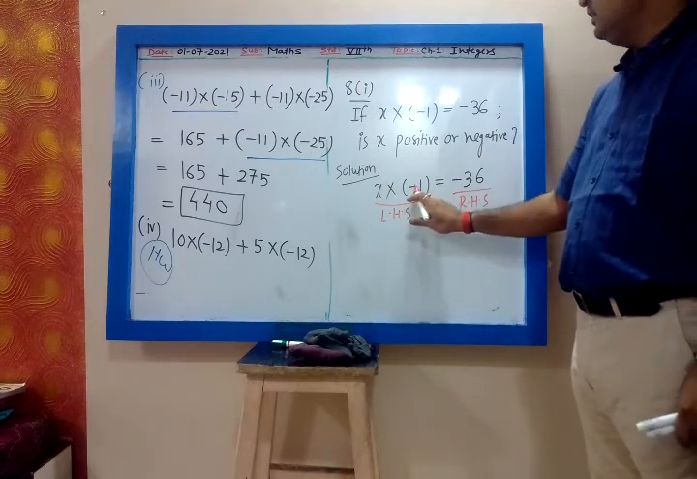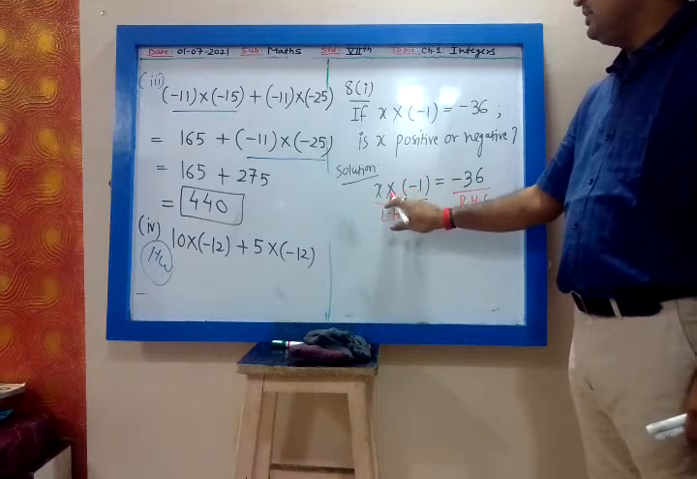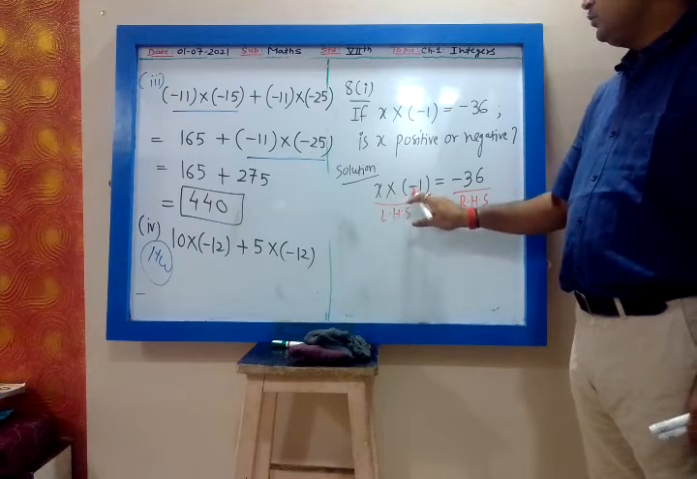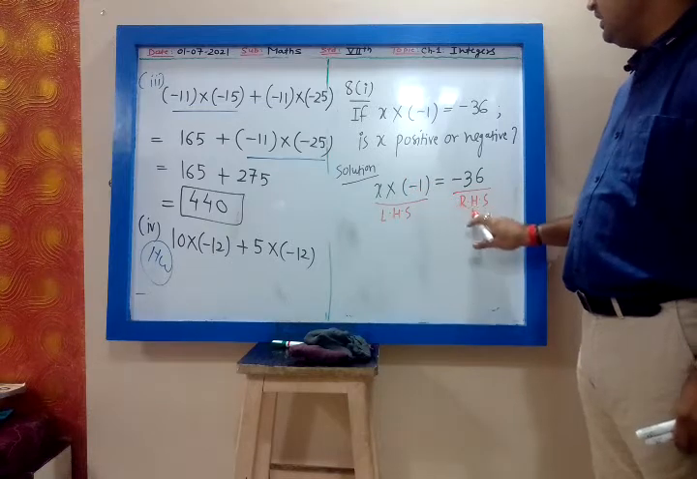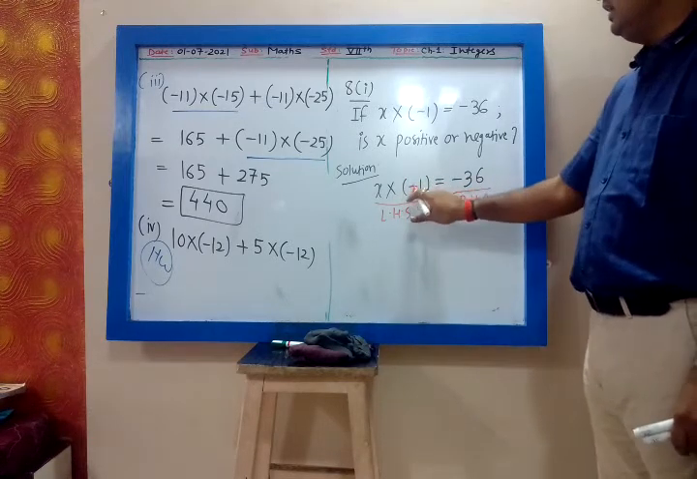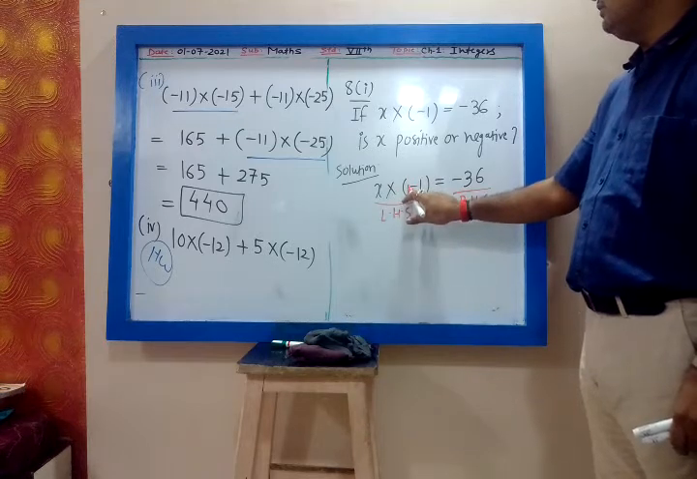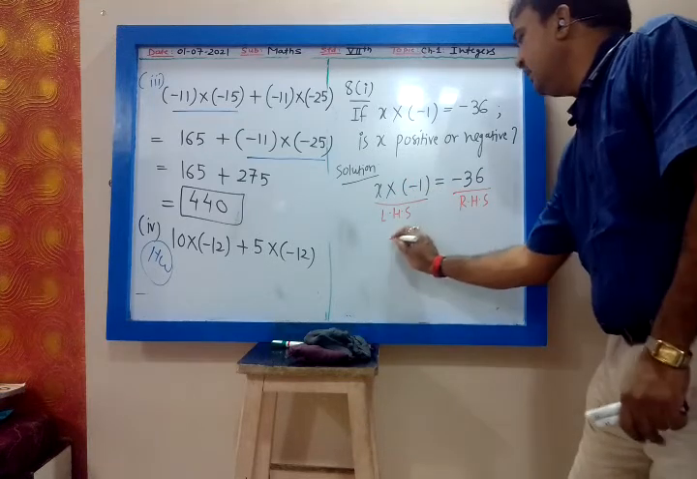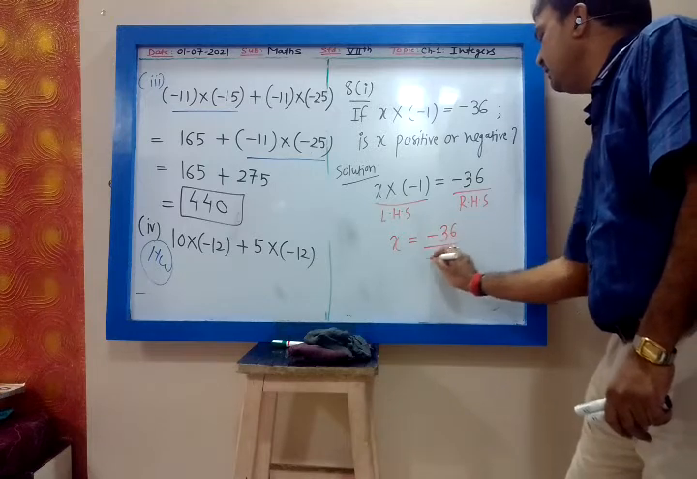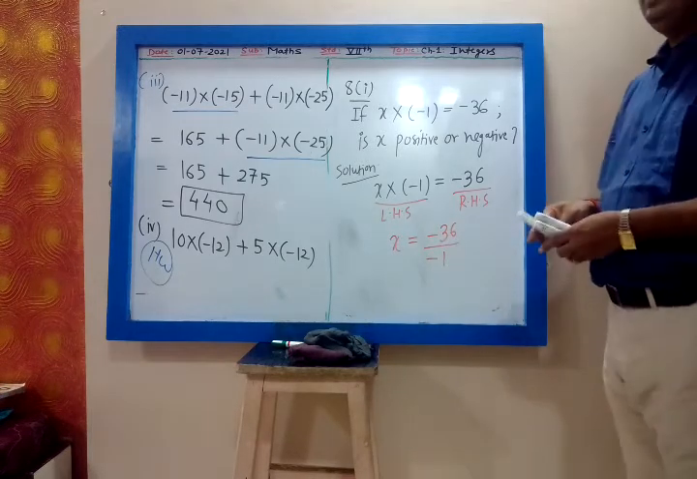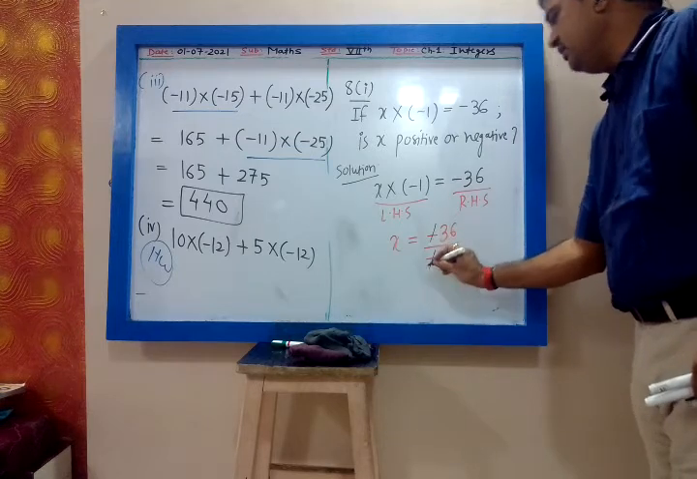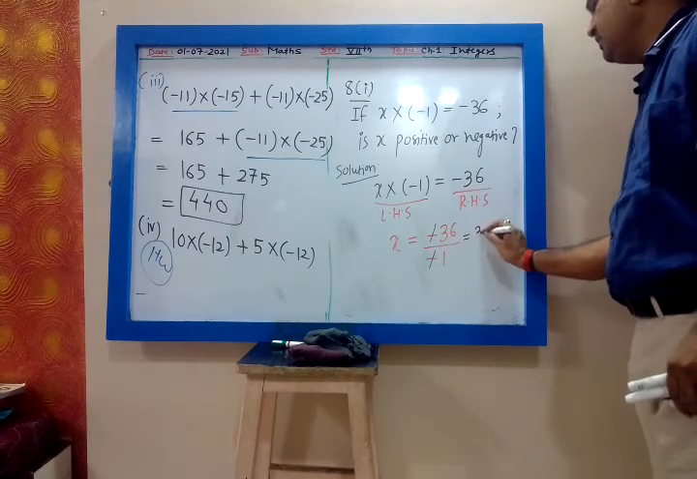So where is minus 1? Minus 1 is there in the multiplication on the left hand side. So when I take minus 1 to the right hand side, it will go in the division. So you will get x is equal to minus 36 upon minus 1. The minus sign of the numerator gets cancelled with the minus of the denominator. What is that? 36 upon 1.